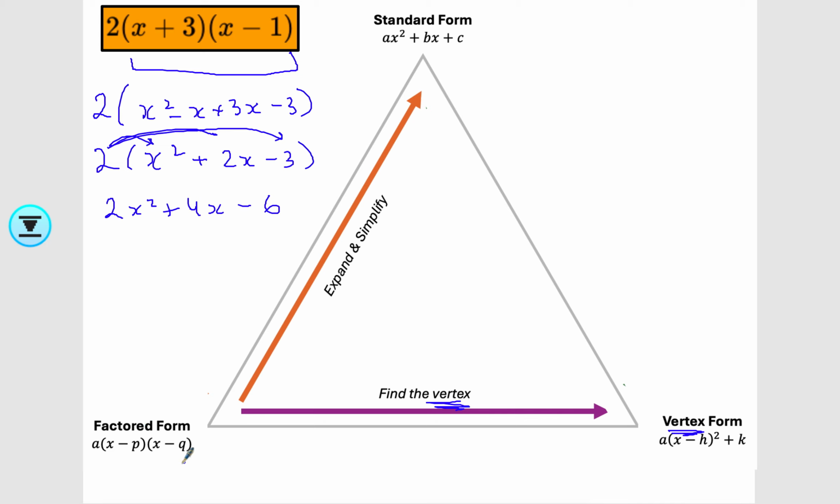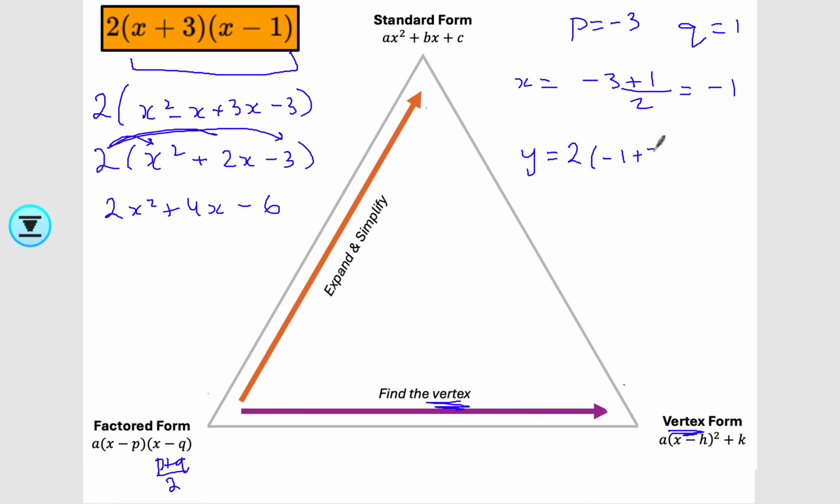When you're in factored form, the vertex is found by doing p plus q over 2. This is the x coordinate of the vertex. My p value and my q value are negative 3 and 1. So the x coordinate is negative 3 plus 1 over 2, which is minus 1. And then the y coordinate is found by substituting this negative 1. We've already done all of this in the previous video. This will give you minus 8. So my vertex is negative 1, negative 8.